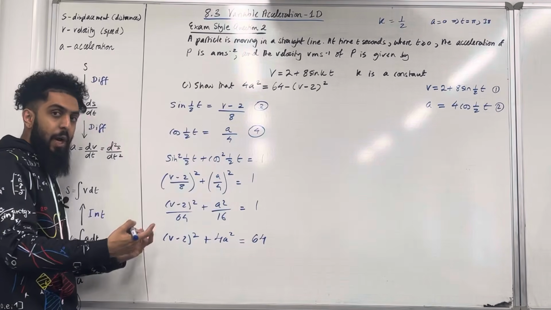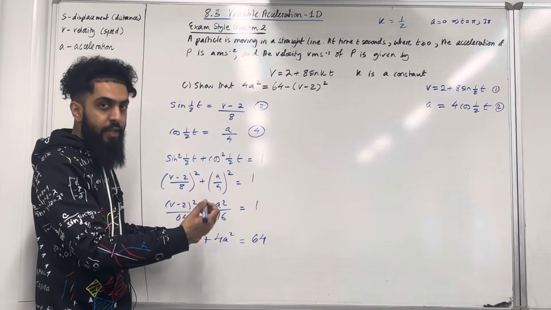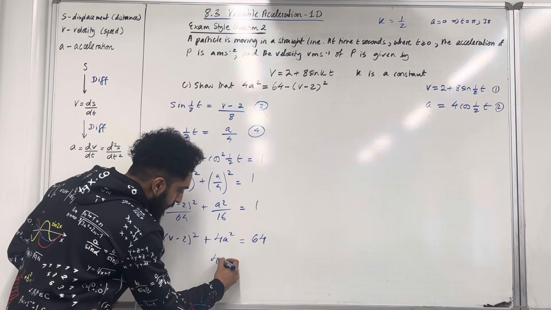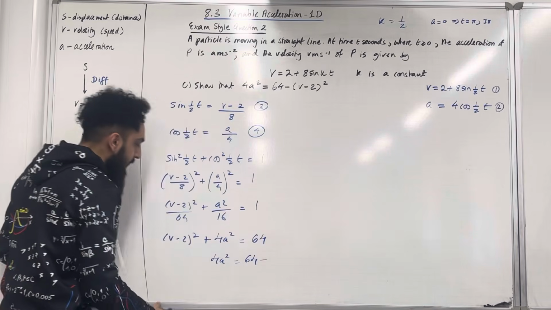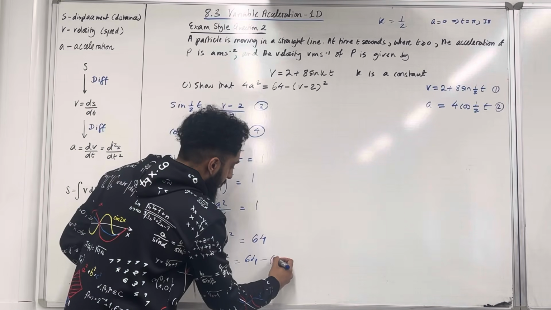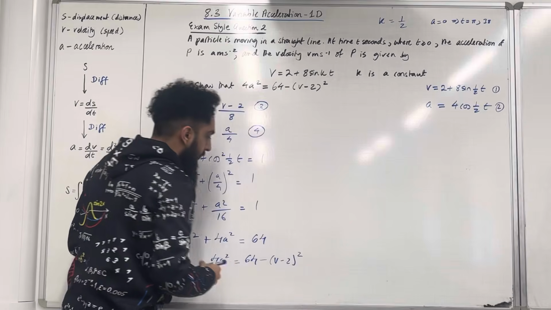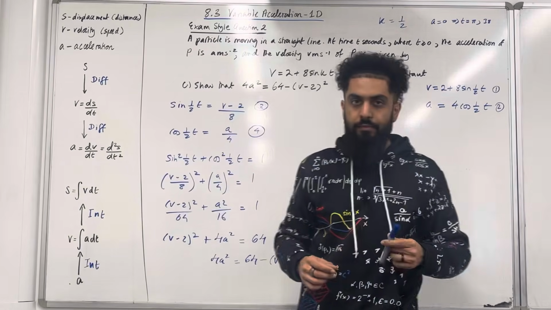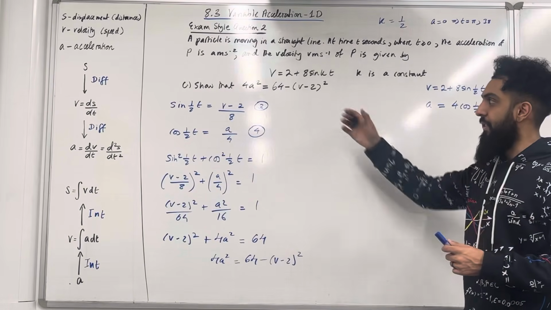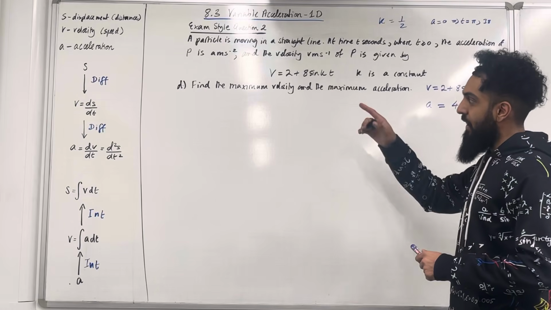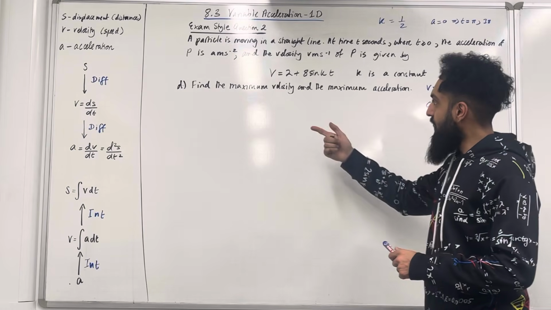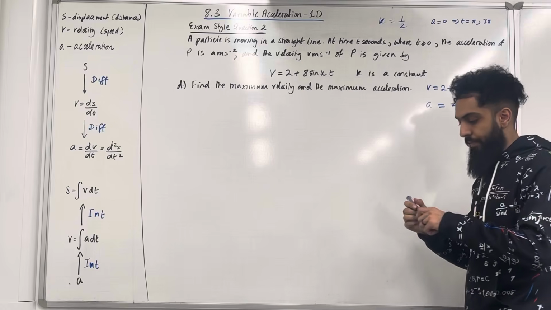And now we can make 4a squared the subject. So 4a squared, ladies and gents, is given by 64 minus v minus 2 in brackets squared, as required. And that there completes part C of the question. On to the last part of the question. Part D, find the maximum velocity and the maximum acceleration.